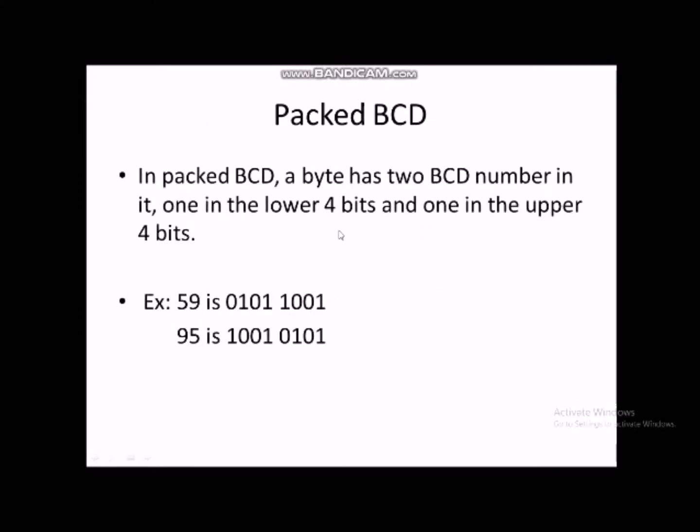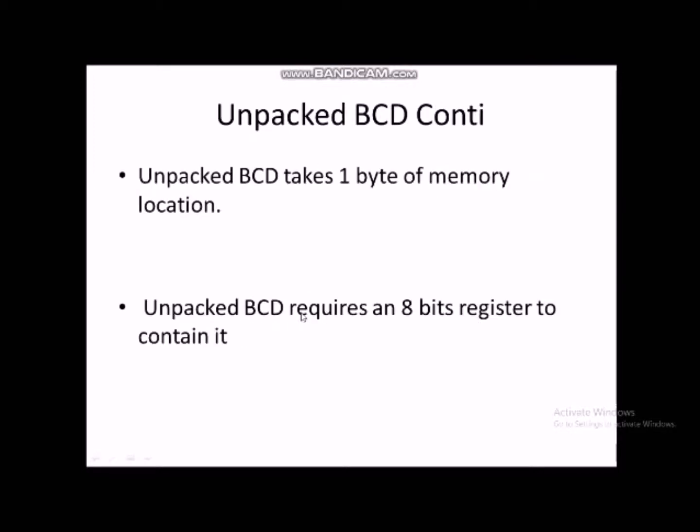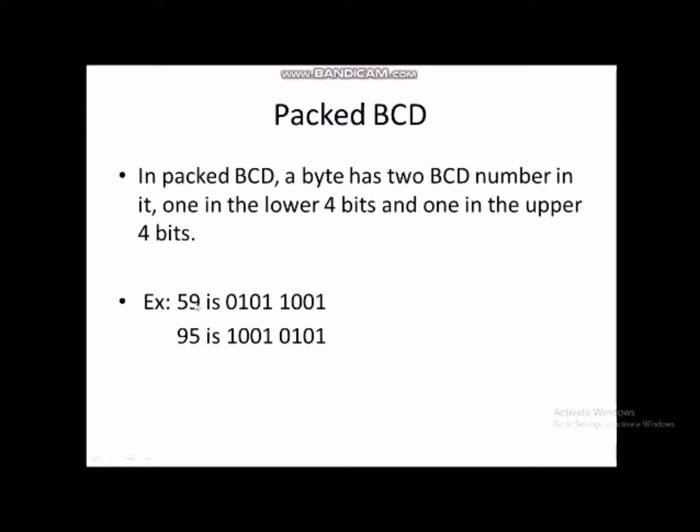Now, let's look at packed BCDs. In packed BCDs, a byte has 2 BCD numbers, as opposed to unpacked BCDs, as you can see in the example here with 9. 1 BCD number is represented with 8 bits, but for packed BCDs, you will need 2 BCD numbers to fill up 1 byte of memory space, and the lower 4 bits represent the lower digit of the BCD, and the higher 4 bits represent the higher digit of the BCD number.